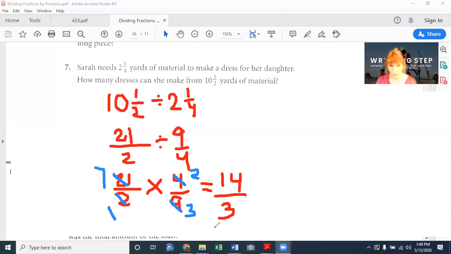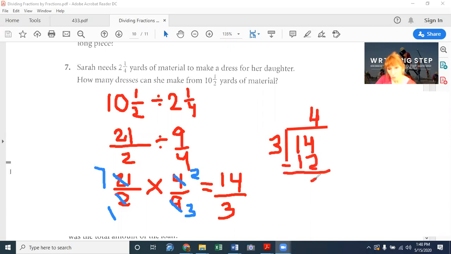Don't be tricked on this one. How many dresses can she make? Well, we've got an improper fraction, so we have to divide. And we get 14 on the inside and 3 on the outside. How many 3's go into 14? 3 times 4 is 12. 14 minus 12 is 2. So 4 2/3.